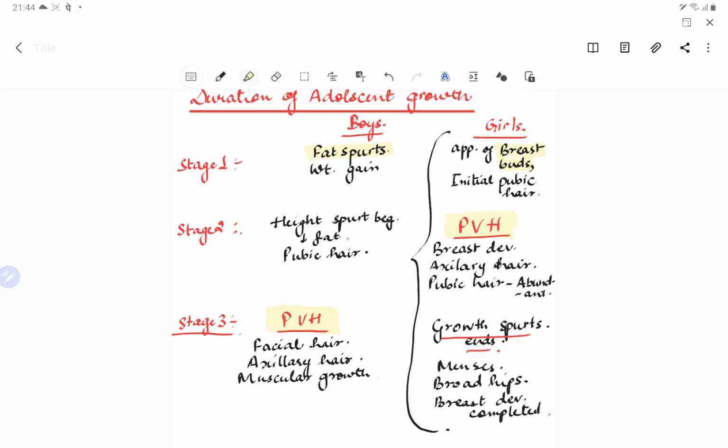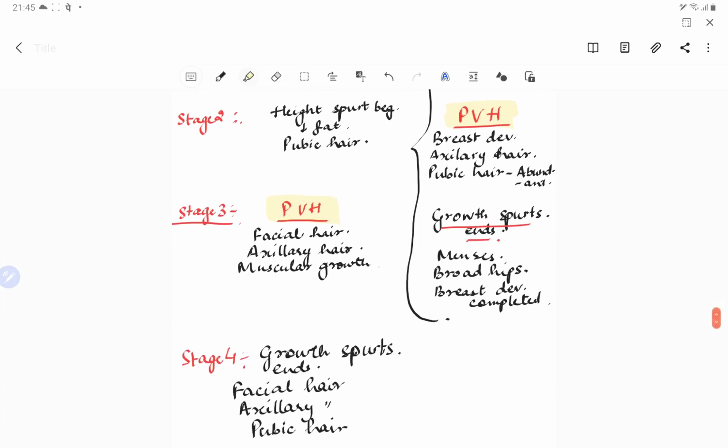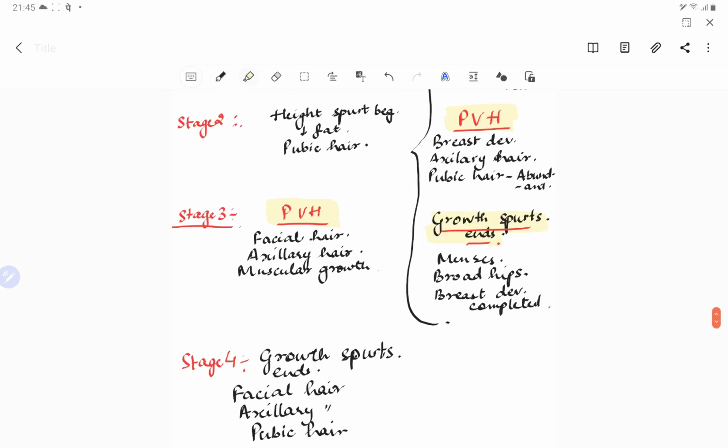Peak height velocity we have already covered, which is the maximum rate of gain in the height of that individual. For girls it comes earlier, for boys it is later in life, at stage 3. So stage 3 for boys is basically the onset of maturation, while for girls stage 3 is where the maturation ends, the growth spurts end, right? So for girls stage 3 is where the growth spurts end, and for boys it is stage 4 wherein the growth spurts end.